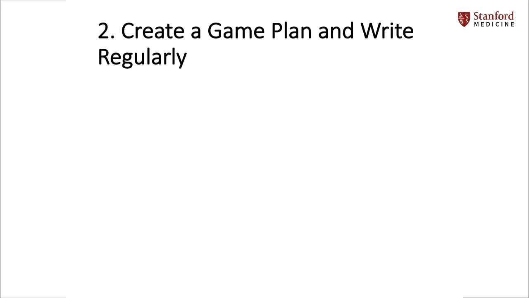Okay, number 2, create a game plan and write regularly. Writing a compelling grant takes time, a lot of time, which is challenging to balance with a hectic laboratory schedule and other responsibilities. To reduce stress, divide the grant requirement into smaller tasks by creating a detailed timeline with goals or milestones. Having a game plan with daily or weekly goals will also help you avoid procrastination.